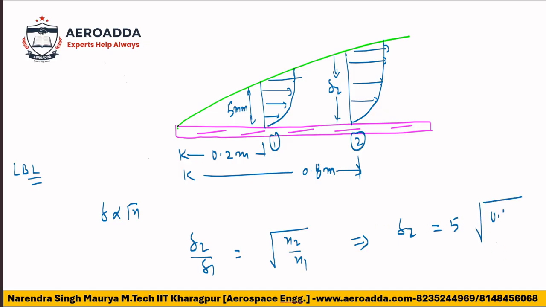X2 is nothing, 0.8 divided by point. How much is it? 10 mm. If that option is there, see, is this option there or not? Yes, sir. I hope it is clear to all of you.